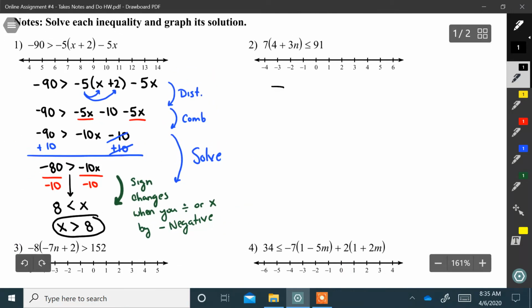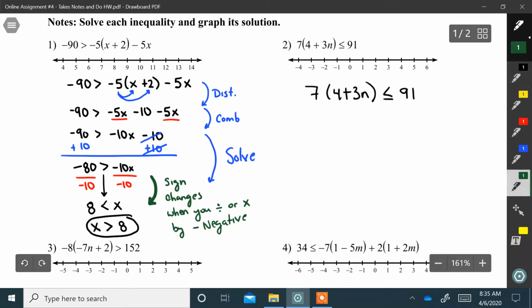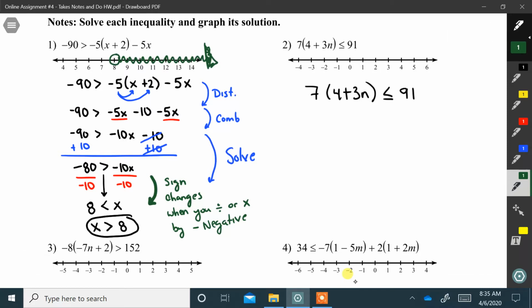We got 7 times the quantity 4 plus 3n is less than or equal to 91. Oh, actually, I forgot to graph this. So let's go ahead and do that. We're going to go to 8. It's an open circle, and we're going to go this way. Remember, this means x is greater than 8. Esto significa que la x es más grande que el 8. So los números que son más grandes que el 8 están aquí. So the numbers that are greater than 8 are all right there.